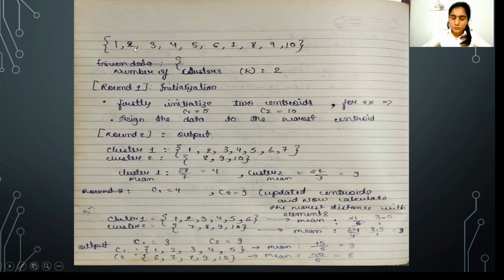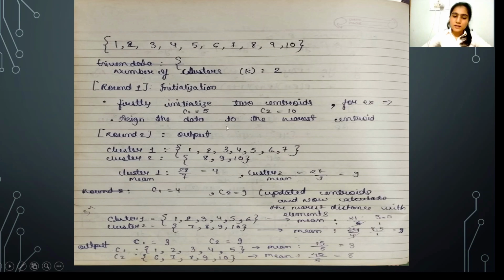Now the second point. 5 minus 2 is 3, and 10 minus 2 is 8. So here 3 is smaller than 8, so we assign 2 to cluster 1. Similarly with 3, 4, 5 and 6, 7, we assign these data points to cluster 1.